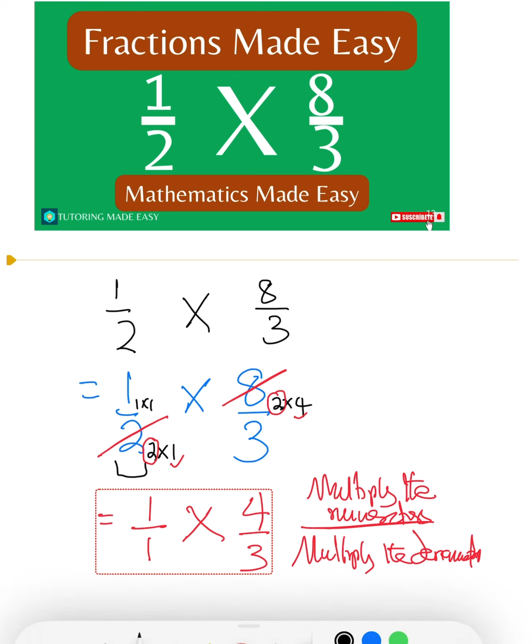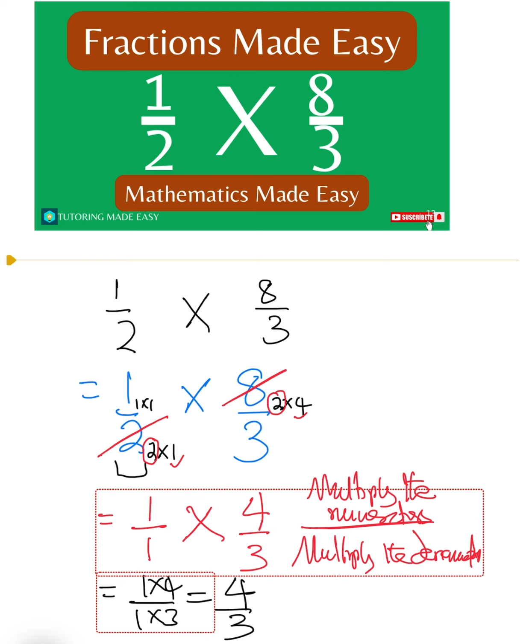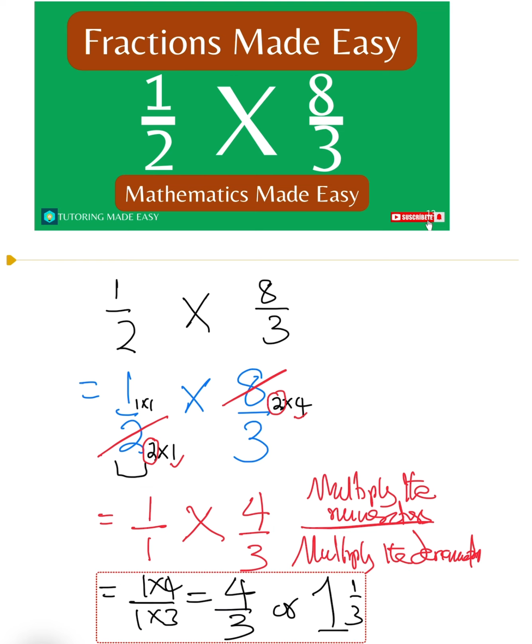So what we're going to get is 1 times 4 divided by 1 times 3, and we're going to get 4 divided by 3, or one whole number, 1 over 3, by changing it into a mixed fraction. The number that is closer to 4 when we're multiplying 3 is 1, and then the remainder is 1. We divide by the denominator.